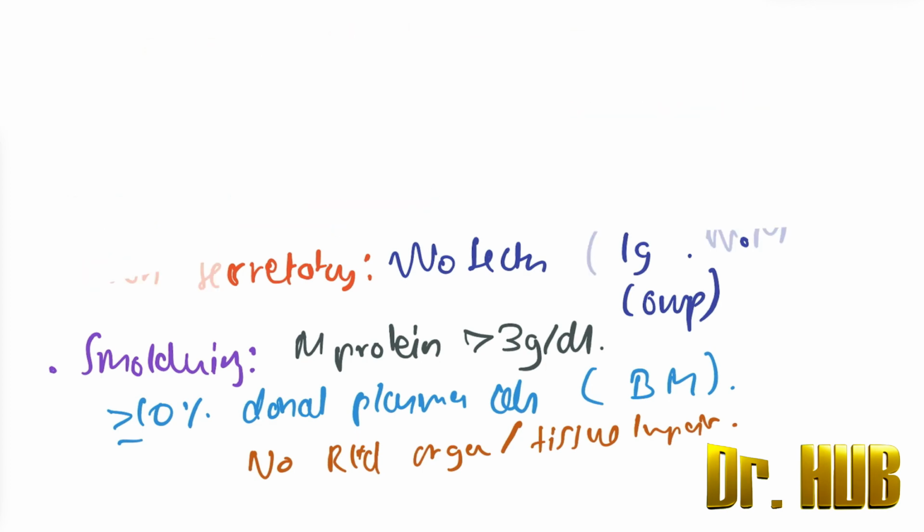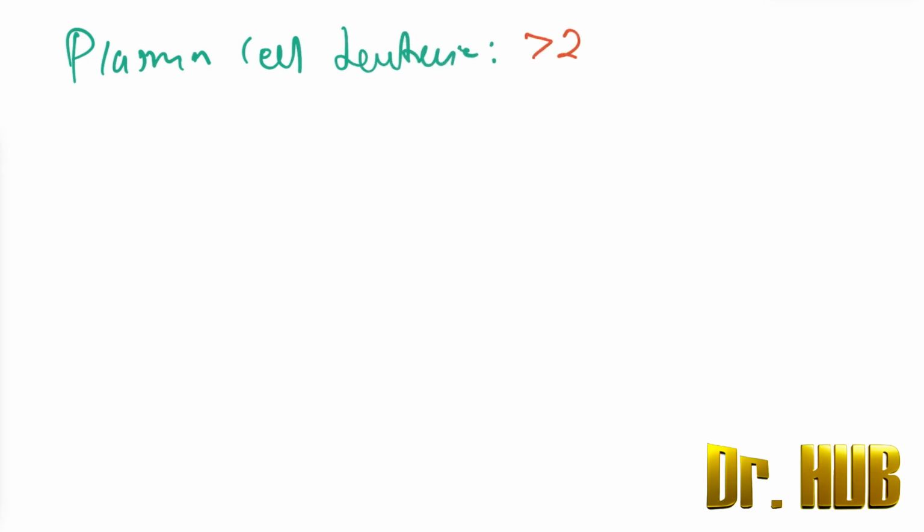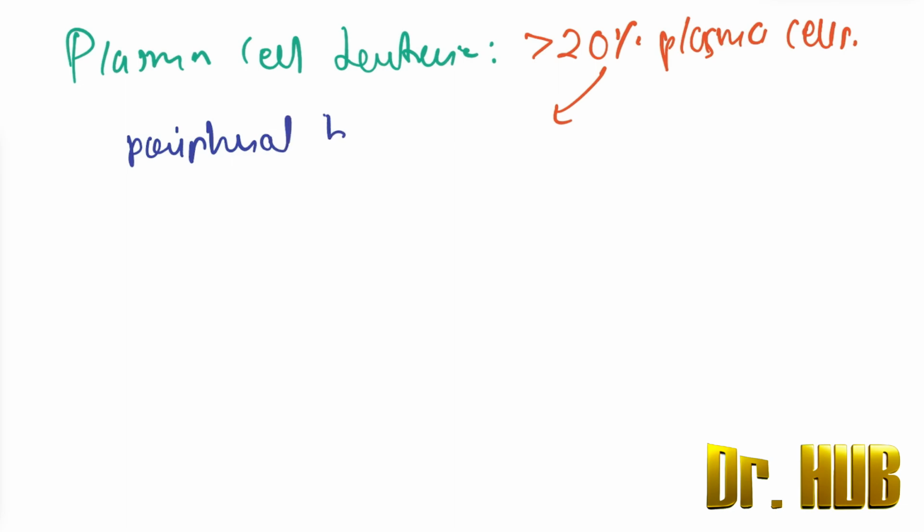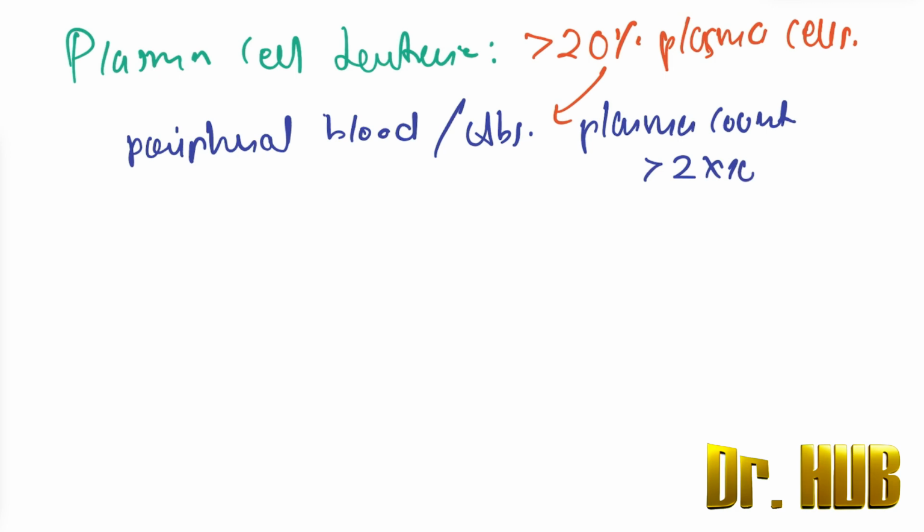Next, under this there is plasma cell leukemia. So plasma cell leukemia has greater than 20% of the plasma cells present in the peripheral blood, or the absolute plasma cell count is greater than 2 into 10 to the power 9 per liter.